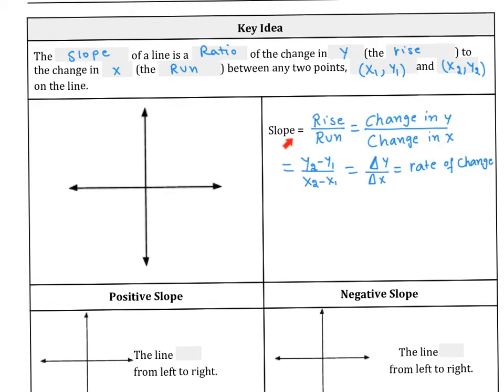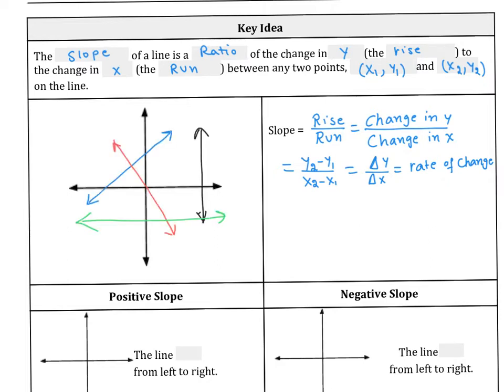So we can read the slope as rise over run equals change in y over change in x. We also have a formula for slope, that is y2 minus y1 divided by x2 minus x1. We also can write the slope as delta y over delta x, which is the rate of change. Rate of change again is a change of y divided by change of x.